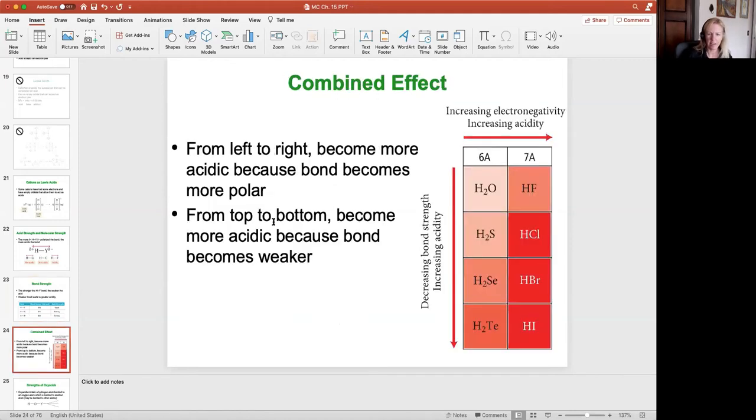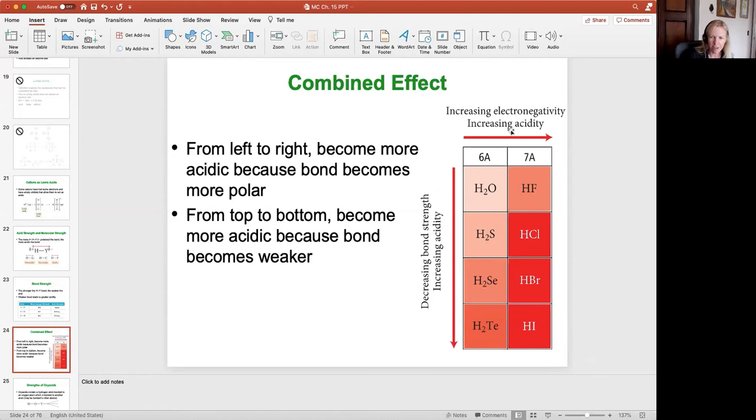And so that is illustrated in this slide here, where I have decreasing bond strength as I go down a column on the periodic table, and it's decreasing bond strength because the anion component of that is getting larger and larger. So sulfur is larger than oxygen, selenium is larger than sulfur. So as I go down the periodic table, my atomic size is getting larger and larger, my bond strength is decreasing, my acidity is increasing. So it's going to be easier to remove that hydrogen.